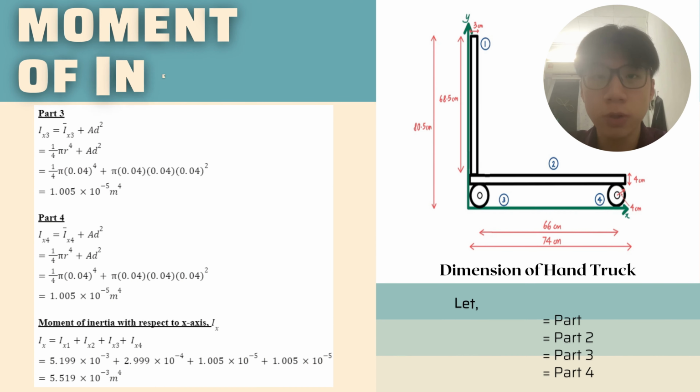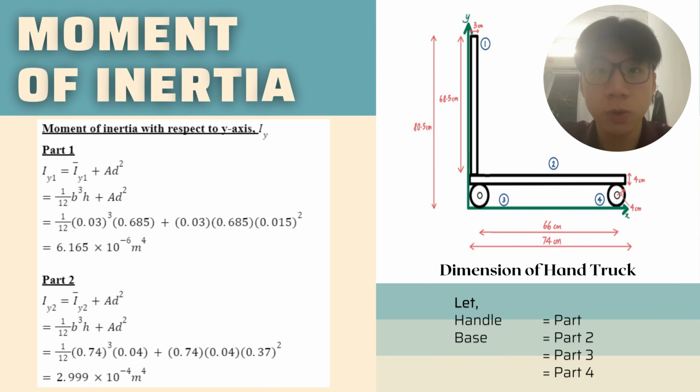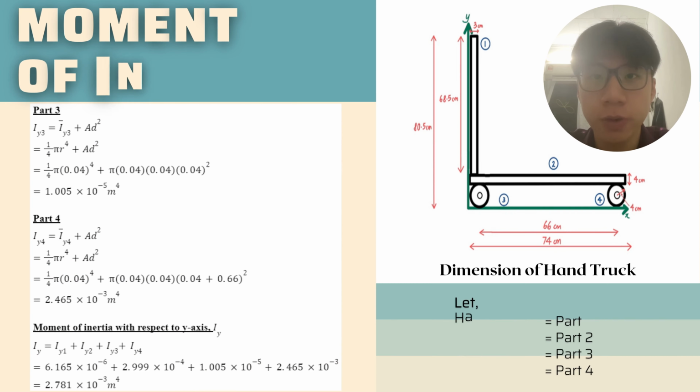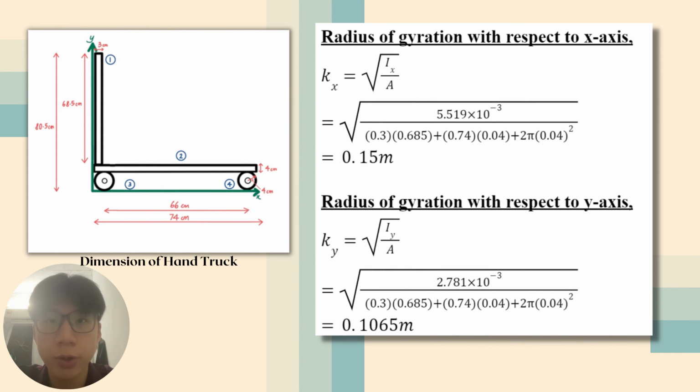After obtaining the moment of inertia for every part, we can now determine the moment of inertia with respect to the x-axis by finding the summation of Ix1 to Ix4. Then, we use the same method to find the moment of inertia with respect to the y-axis, by adding Iy1 to Iy4. Next, we use the formula square root of the moment of inertia divided by the total area of the hand truck to find the radius of gyration with respect to the x and y axis.